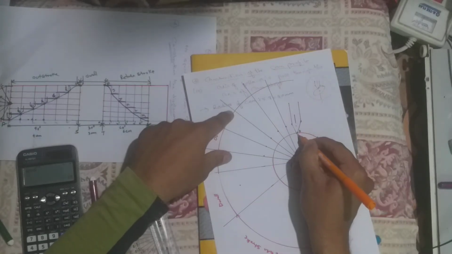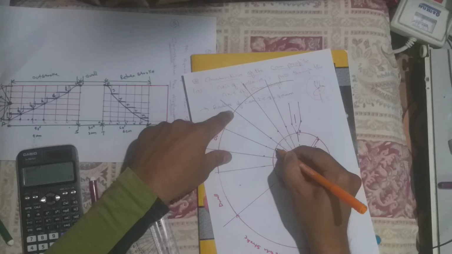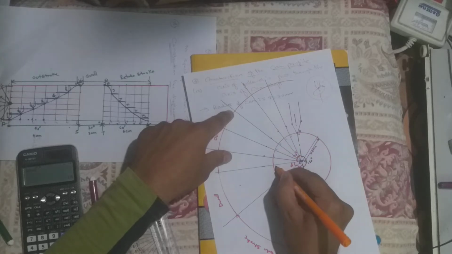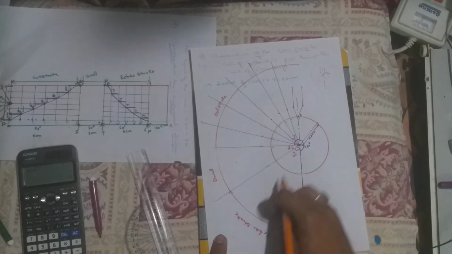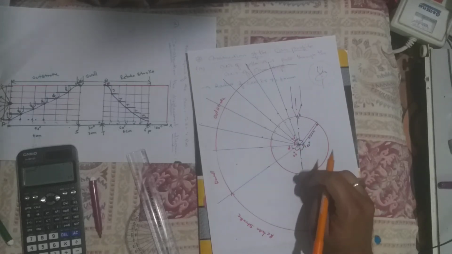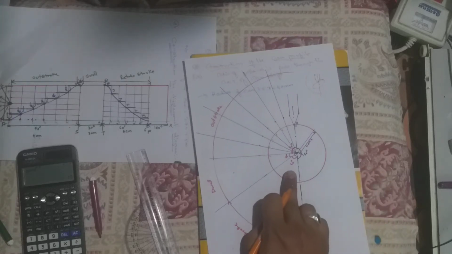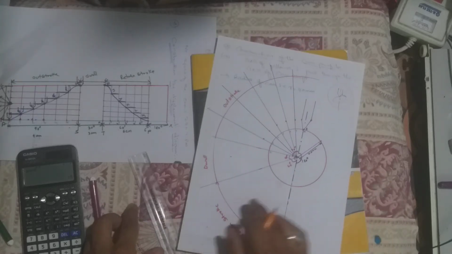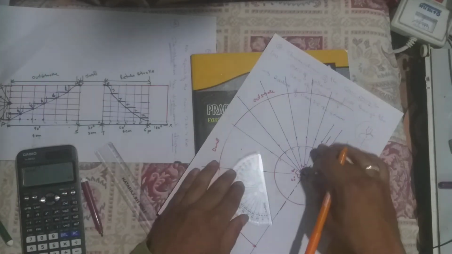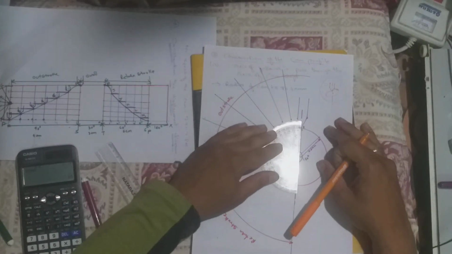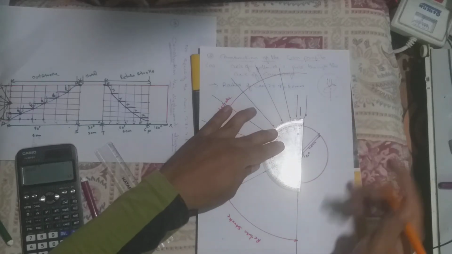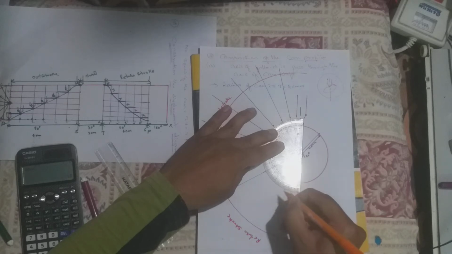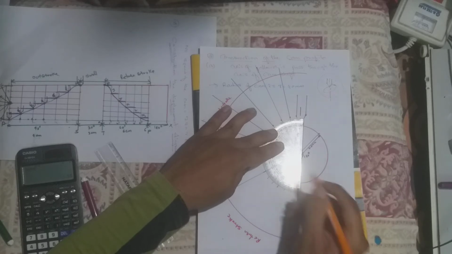Make these points 0, 1, 2, 3, 4, 5, 6. Like this you have to draw equal parts in this return stroke also. But return stroke is 60 degree. 60 degree divided by 6 means 10 degree. You have to take here 10 degree. 1, 2, 3, 4, 5, 6 is already there.